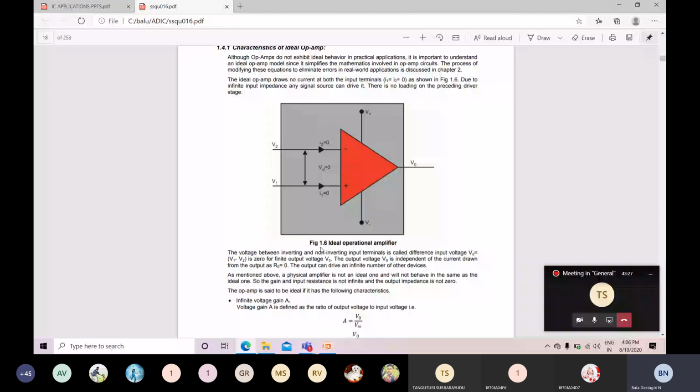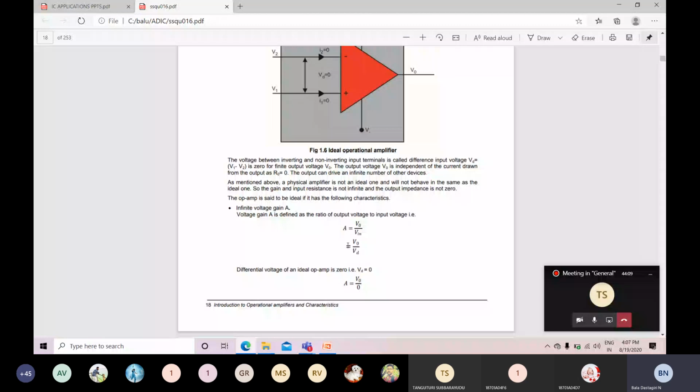The first characteristic is the voltage gain. The voltage gain is nothing but V0 by Vi, the ratio of output voltage to input voltage. Output voltage is V0 and the input voltage is Vi. Vi is the difference of the voltage across these two terminals, so Vi is nothing but Vd. Therefore Vd is equal to 0, so the voltage gain A becomes infinity. From this we can say that voltage gain is infinite.